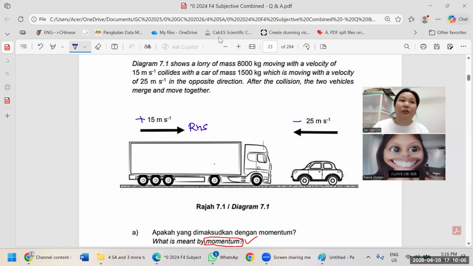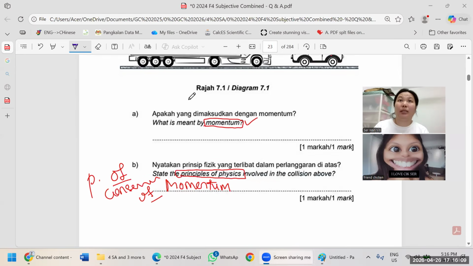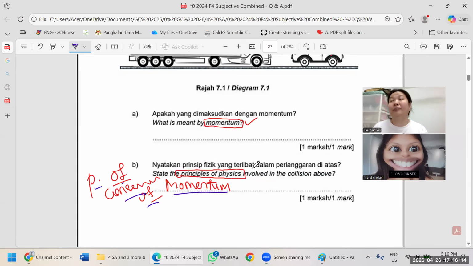Isn't it the principle of conservation of energy? Yeah, energy we learned last year, but this is momentum. So it's the principle of conservation of momentum. Energy is last year.